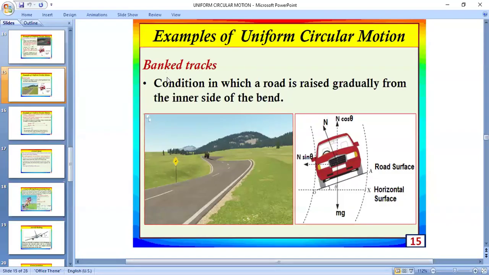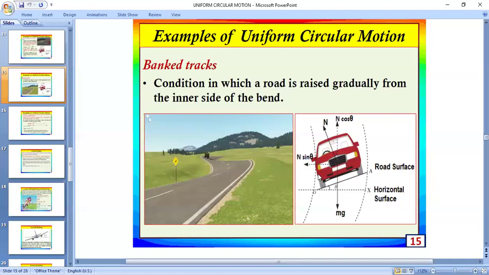So define banking as used in uniform circular motion. You say this is raising of one side of the road from the inner side to prevent skidding of vehicles.